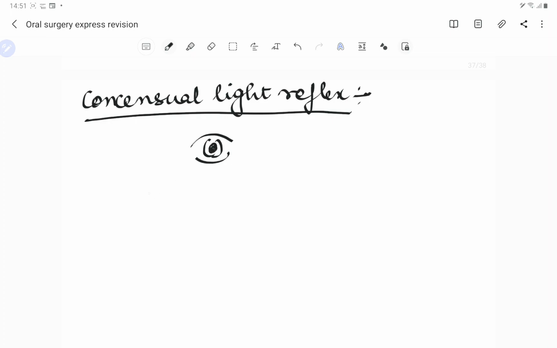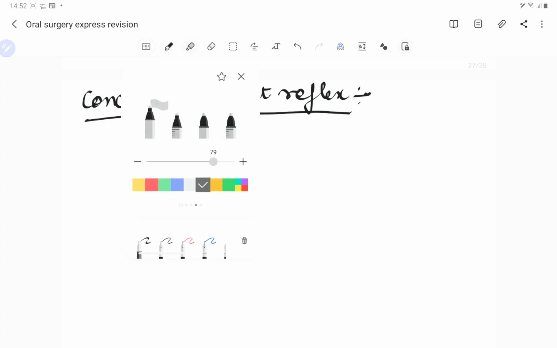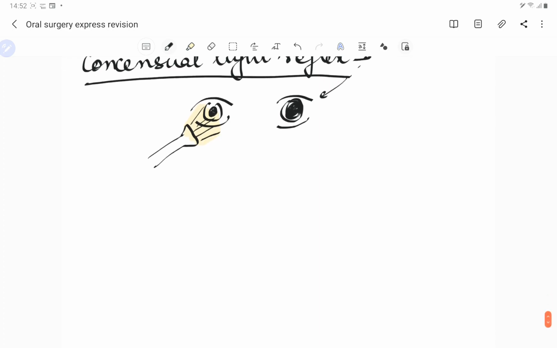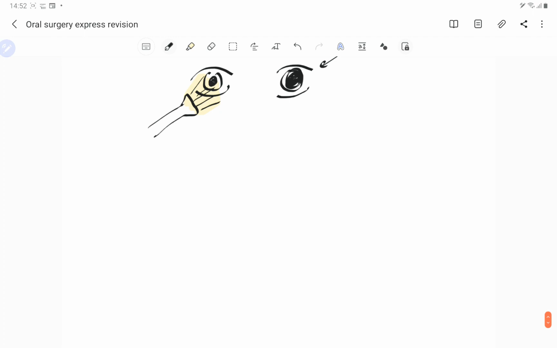We take the torch and put the light into the eyes, and then we check for the dilatation of the pupils. Suppose, as you can see here, the pupils are dilated. So this is the consensual light reflex. We have direct and indirect, two kinds, that we have covered in the first part of this video, the first part of the express revision course for oral surgery.